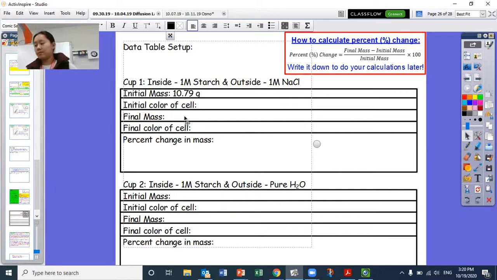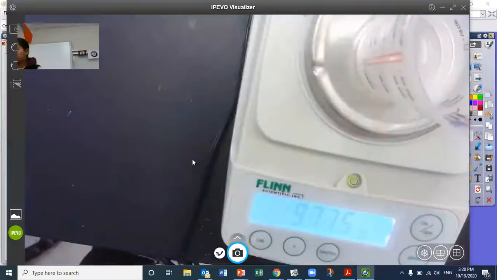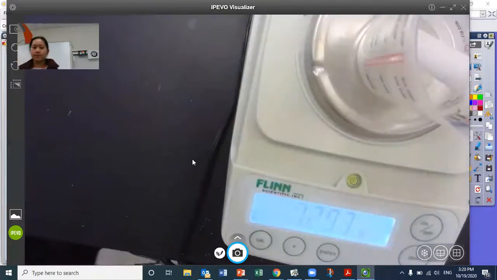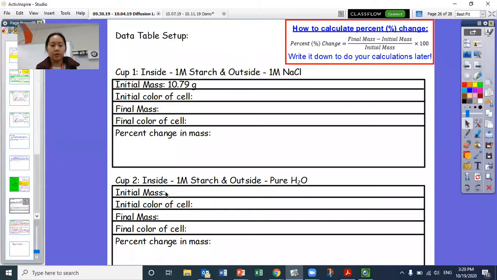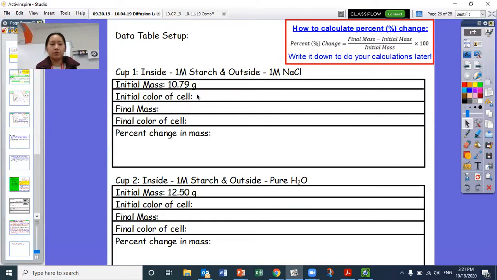Okay. And then we're going to clear this up. Make sure you hit tare again, or 0. And then we're going to weigh the one that's going into the water cup. And that one weighs 12.50. So we're going to record 12.50 grams. Okay, so you want to write down your initial color of your cells in each of these, and then we will find out the final mass and final color of the cells after we have let them diffuse for a while.